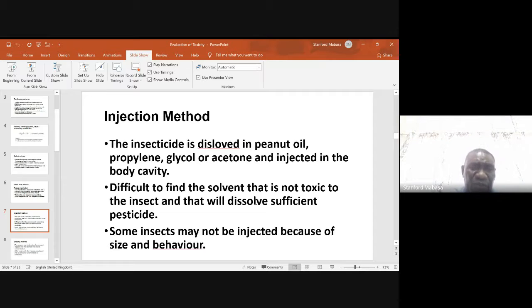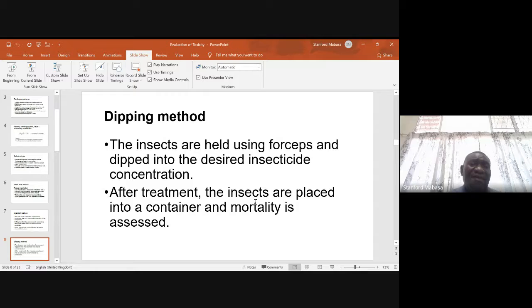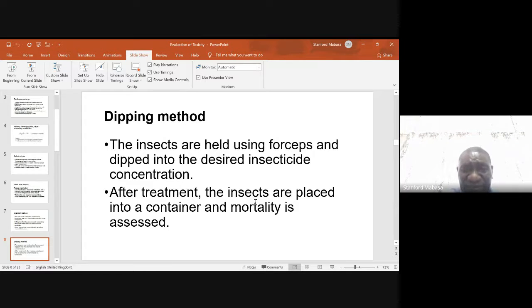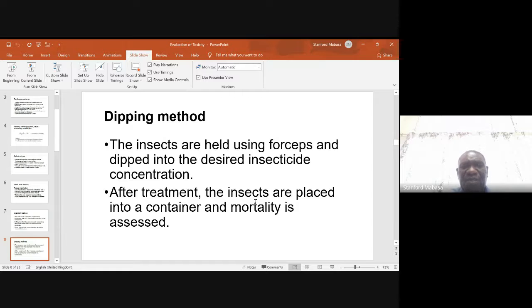So we have got the topical method of administering insecticides. We have the injection method. The other one, which sounds nice, is the dipping method. With the dipping method, you simply take the insects, using forceps, and simply dip them in the desired insecticide concentration. Probably you put your insecticide in beakers or petri dishes. Then using forceps, you just immerse the insects into those insecticide concentrations.